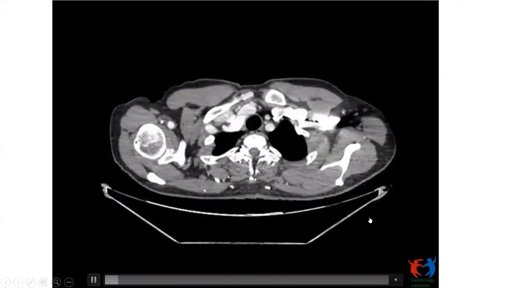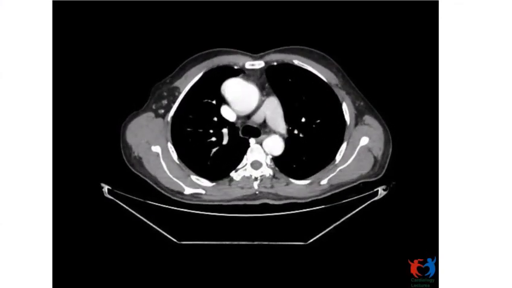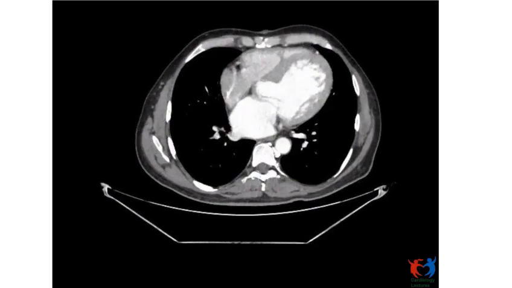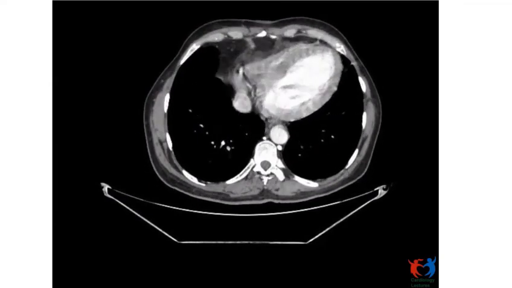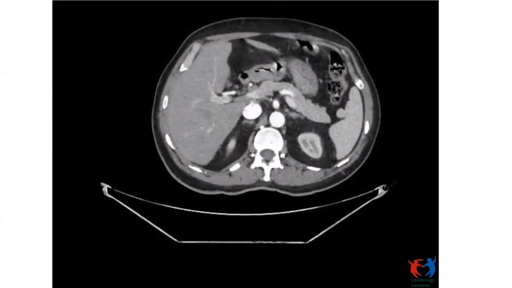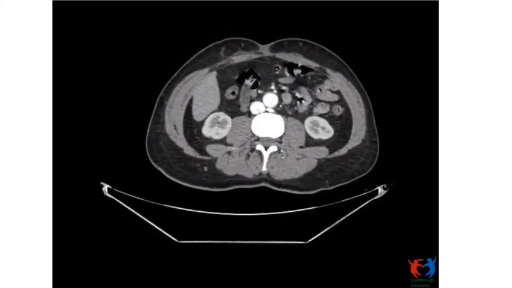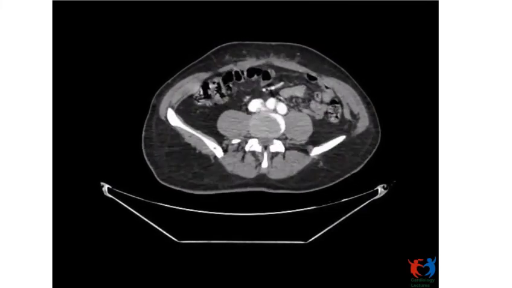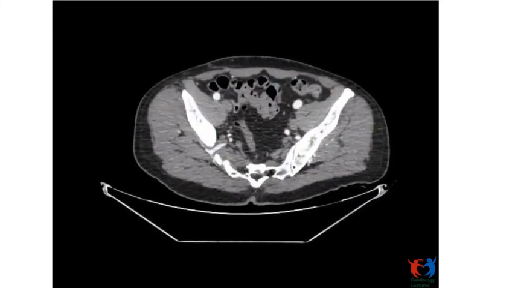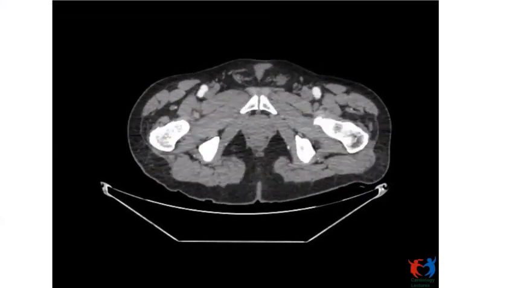Look at this CT. What is the CT? There was a filling defect, sir, in pulmonary. Yeah? So there was a filling defect in pulmonary. No. There's no filling defect. It's not a case of pulmonary embolism. Even though that is the commonest condition for which we do a CT, this is not pulmonary embolism.